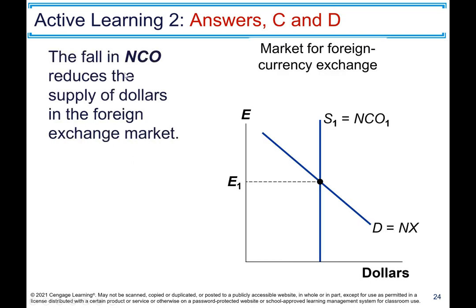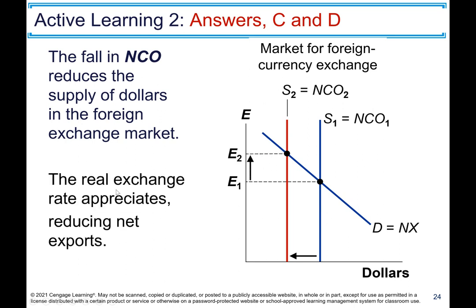Answers C and D. The fall in NCO reduces the supply of dollars in the foreign exchange market, which means the supply shifts left. The real exchange rate appreciates. That means E moves from E1 to E2, and that reduces net exports.